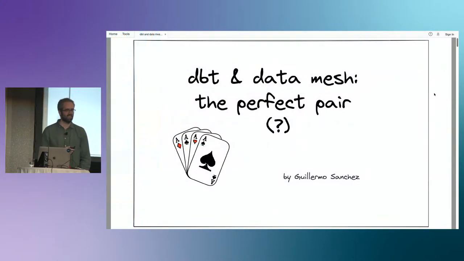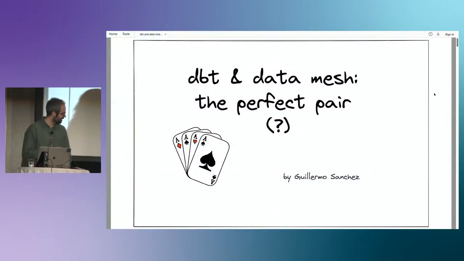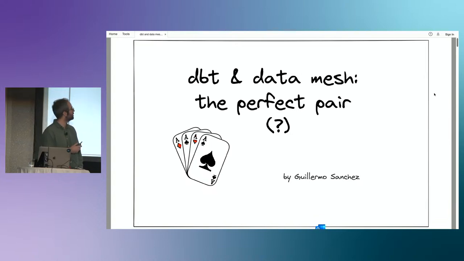Thanks, Amada. Thanks for the intro. So hello, everybody. My name is Guillermo, as you already know. I'm going to talk about DBT and data mesh and whether this can be the perfect pair or not.